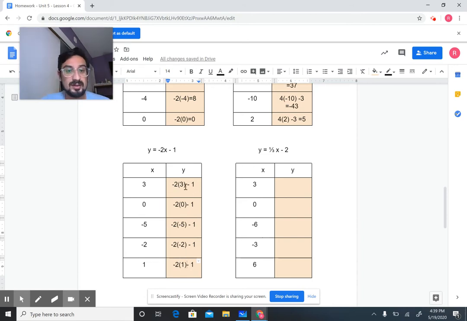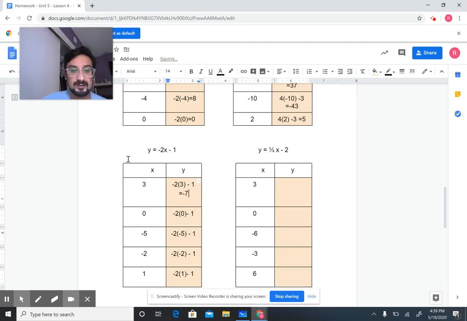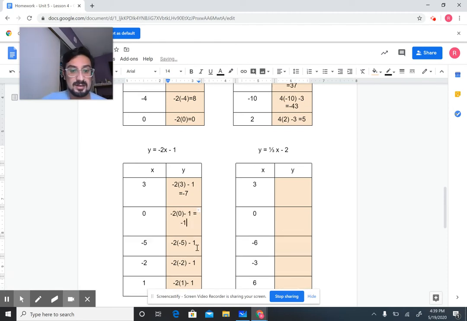So negative 2 times 3 is negative 6. Minus 7 would be negative 13. This would be negative 1. This would be equal to negative 11.